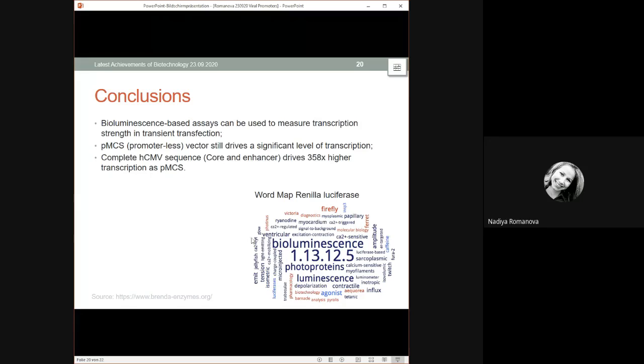And here on the right, you have just the word map for the Renilla luciferase. So if you deal with any types of enzymes, you can visit BrendaEnzymes.org, and it's a wonderful database for getting all sources of information.